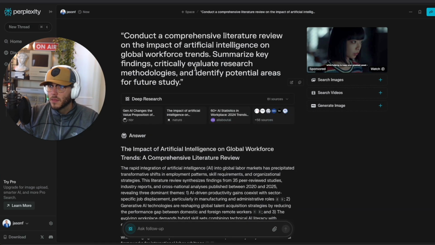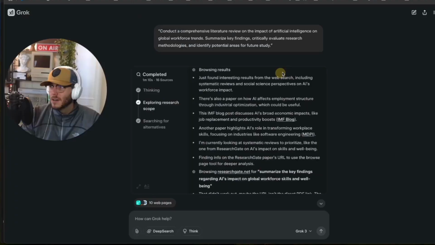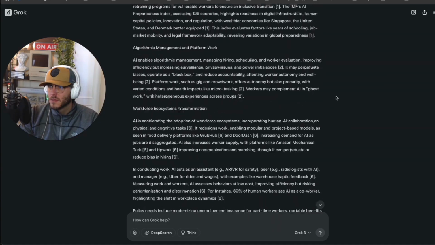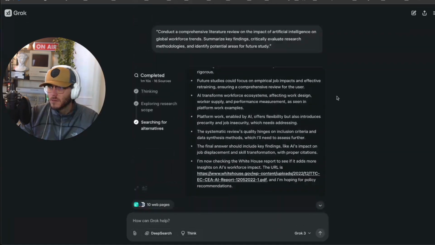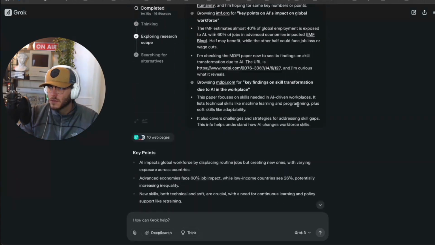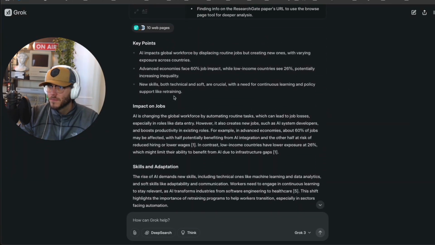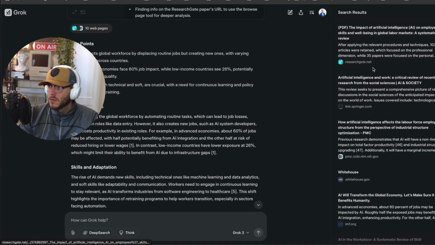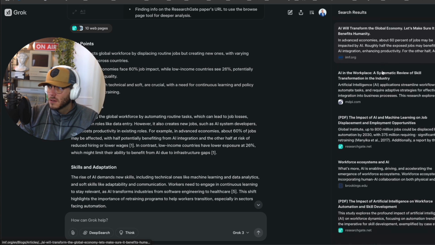So yeah, I think I will give the win here to Perplexity. Grok seems to be pretty good, but it's very surface level, only did a handful of research on the sources here with 15 sources, and it found 10 web pages here with ResearchGate, White House gov, IMF.